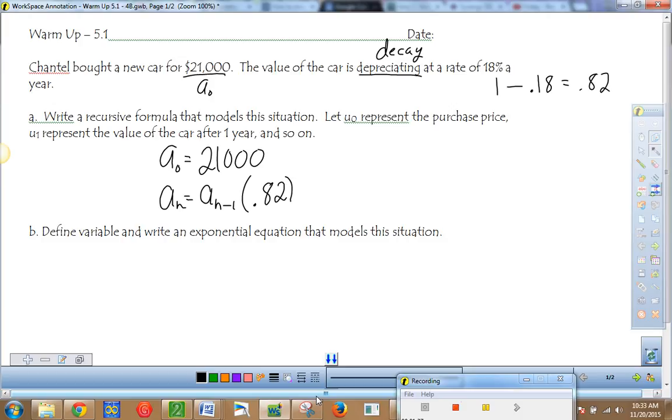Alright, so purchase price, U sub 1 represents the value of the car after 1 year, so we just gave U sub 0, totally fine. Define the variables and write the exponential equation. So we have like a double variable.